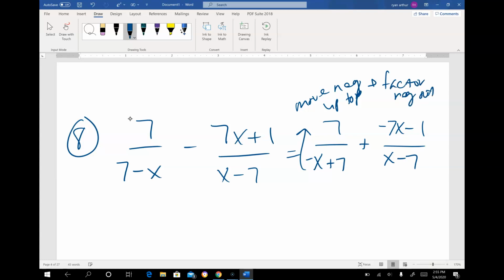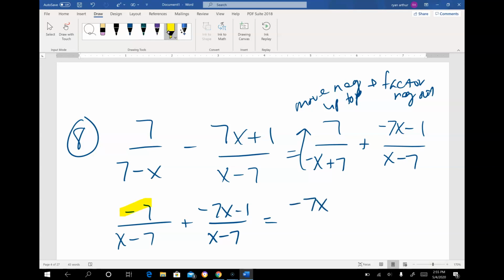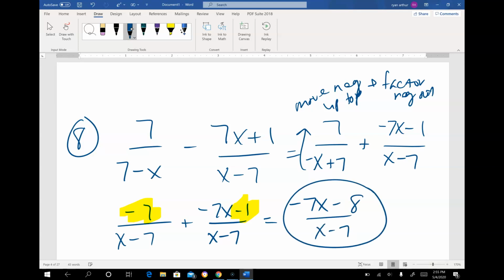Okay, and so when we do that, we'll have negative 7 over x minus 7 plus negative 7x minus 1 over x minus 7. So they have the same denominator now. So now we can combine like terms. Negative 7x doesn't have a like term, but negative 7 minus 1 is going to be negative 8 over x minus 7. And that's your answer. Okay?